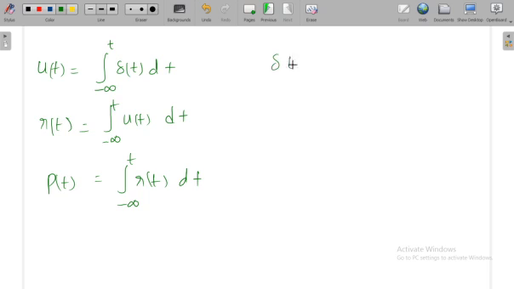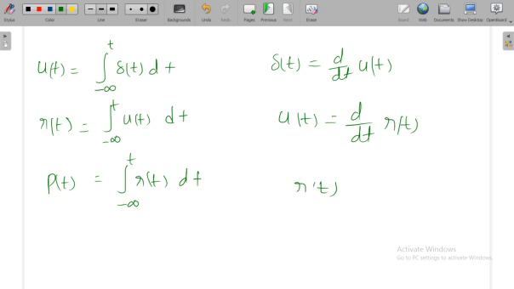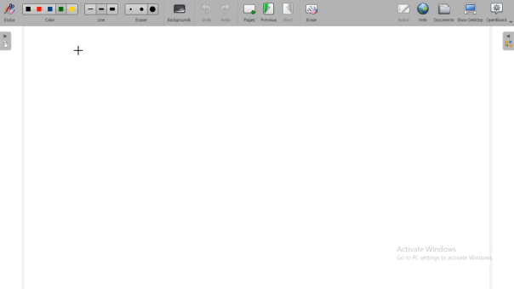Then del t is equal to d by dt of u of t. Then u of t is equal to d by dt of r of t, and r of t is equal to d by dt of p of t. That's a simple idea. This is the relationship between the signals. Then next, what are the properties of the signal? Some basic properties of signals.